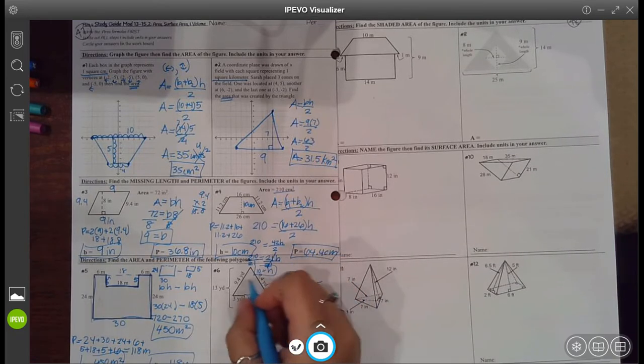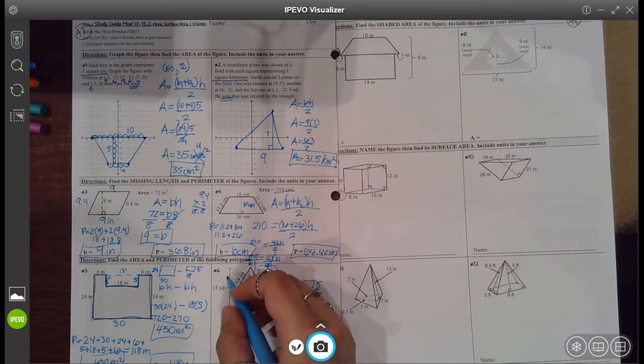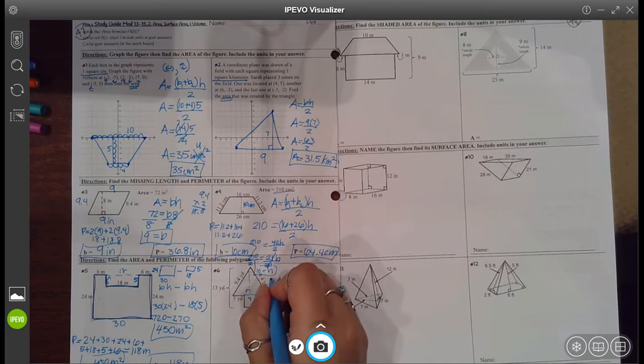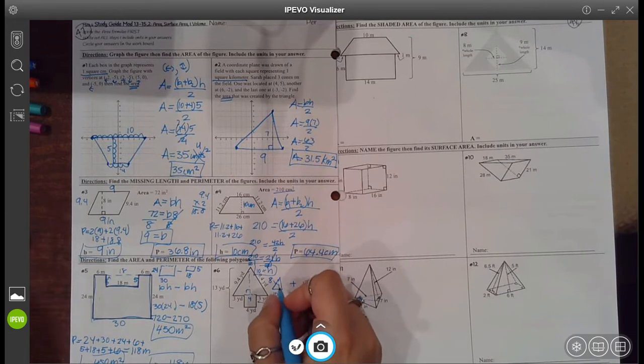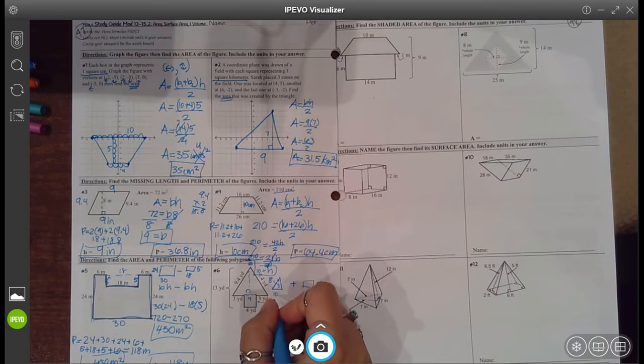What's the height of my triangle? Well, it says this whole thing is 13, right? What's from here to here? Well, from here to here is the same as this, so 5. So 5 plus what makes 13? 8. So the triangle has a height of 8 and a base of 10.